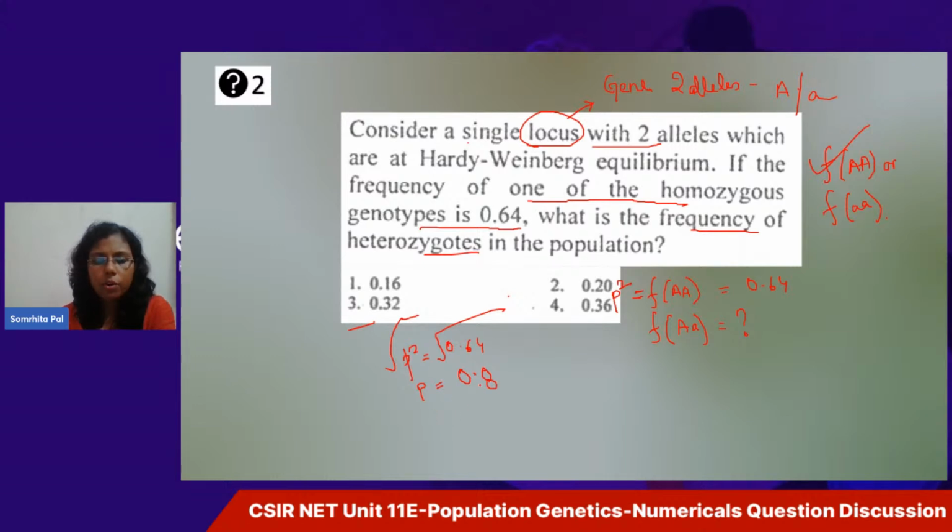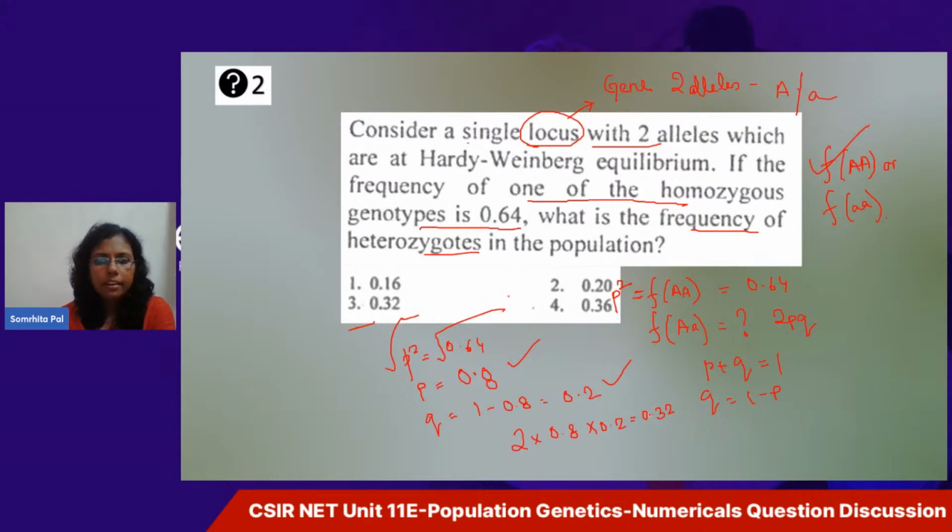Now if I know p, I can find out q. How? Because we know the formula that p plus q is equals to 1. So q will be equals to 1 minus p. In this case, 1 minus 0.8 will give me the value as 0.2. Now I know my p, I know my q. To find out the frequency of heterozygous, this is nothing but your 2pq according to Hardy-Weinberg, right? So just put the values here, 2 into 0.8 into 0.2. This will give you the result as 0.32.